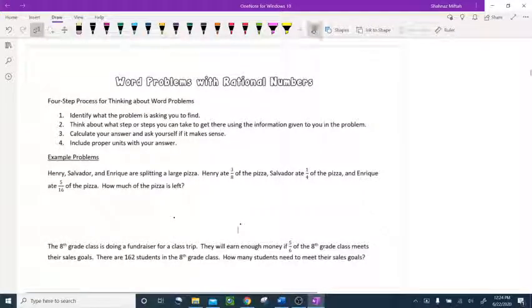Hi everyone. Let's talk today about word problems with rational numbers. This is part one of word problems with rational numbers. There will be a part two coming. So let's try these examples.